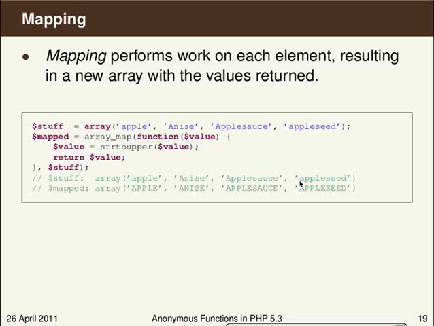So in this case, we have mapped, so now we're actually assigning the return value of ArrayMap. If we don't do this, we don't have anything to operate on. So we do this, and you'll notice that I return the value at the end. So I transform the value, I do whatever I need to do, and I return it. And then the return values are what populate the array. So my stuff array, as you'll see, remains unchanged, but mapped now has all uppercase versions of this.